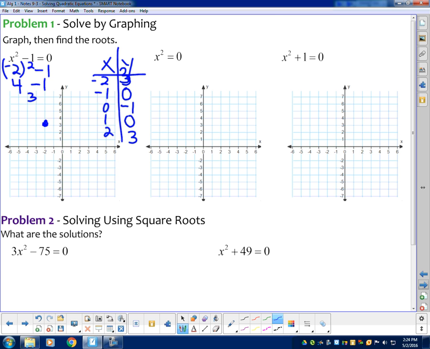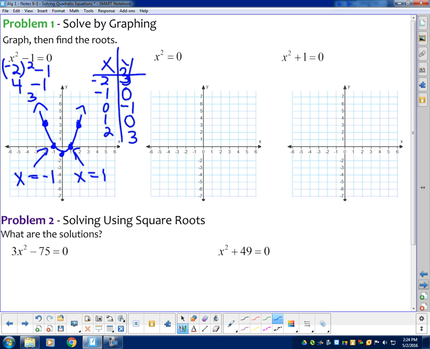Another one at negative 1, 0. Another one at 0, negative 1. Another one at 1 comma 0. And another one at 2 comma 3 up here. So if I draw the graph of my parabola, it looks like that. And you can see that the roots are x equals negative 1 on the left side, or x equals 1 on the right side. So that's x squared minus 1 equals 0.